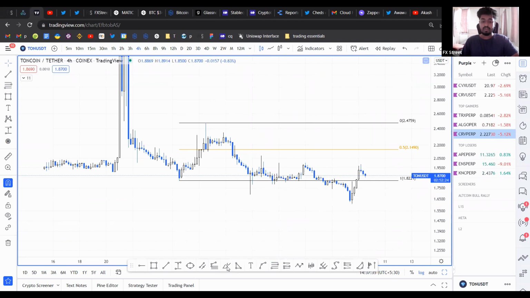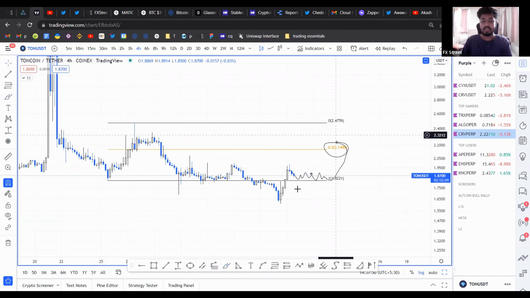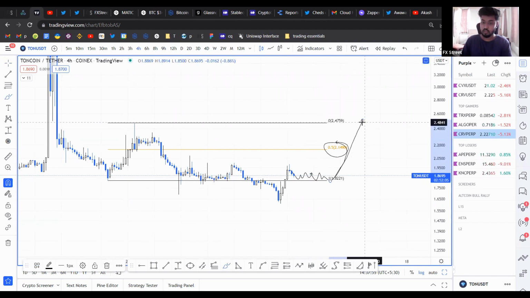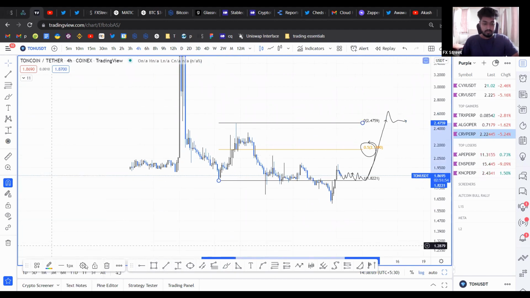So now that it's moved back into the range, if we get a stable support over here at 1.8 or a consolidation, then there's a good chance price could head higher and at least retest the 0.5 fib, or the 50 retracement level here at $2.1. If we're lucky, there is a chance price could head all the way up to 2.4 and sweep the highs. These are the things that I'm expecting. But because there's not a lot of price action, we can't predict where the price is actually going to go.